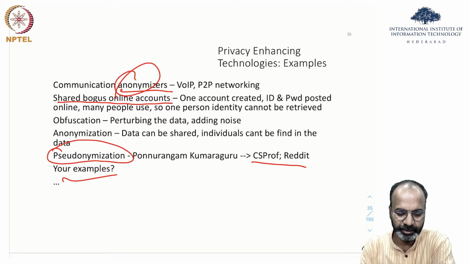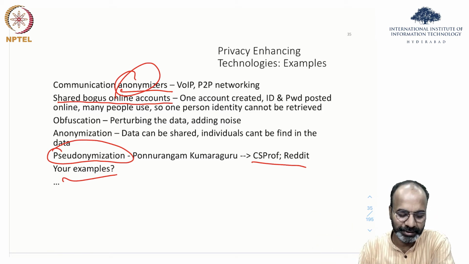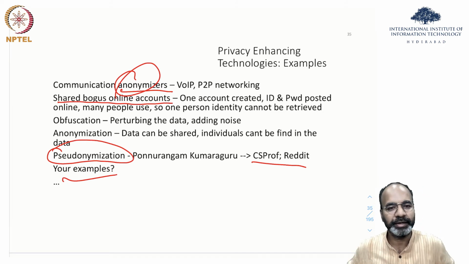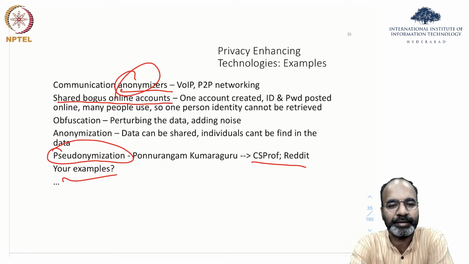So you can use anonymizers, or you can use bogus accounts online. 4 of us could use the same account, email address, or Facebook account, or Twitter account. So nobody will know which of us it is from the patterns. It's hard to find out who it actually is. Obfuscation, perturbing the data, adding noise. In the anonymization part, we saw that you can share data by adding some small noise, and that can help protect the data. That can help give anonymization for the data.